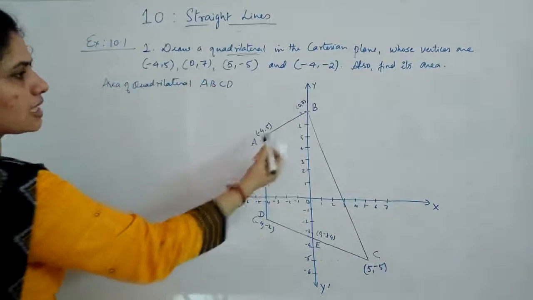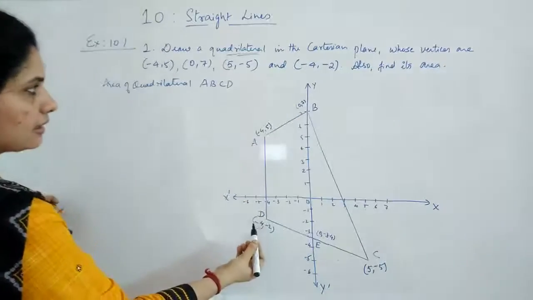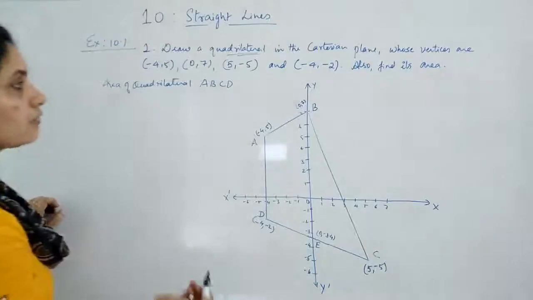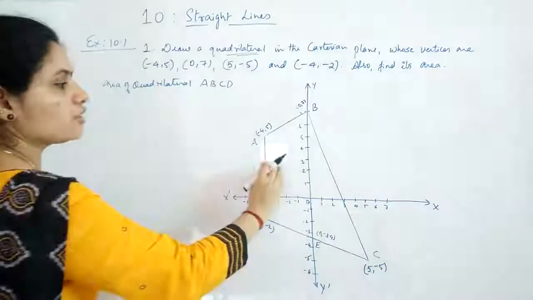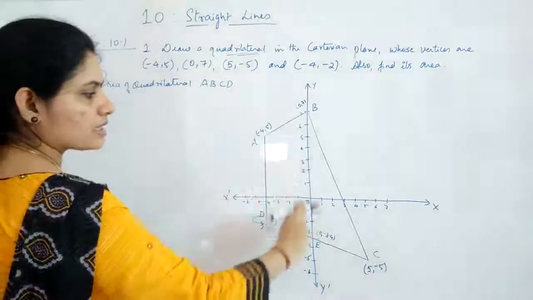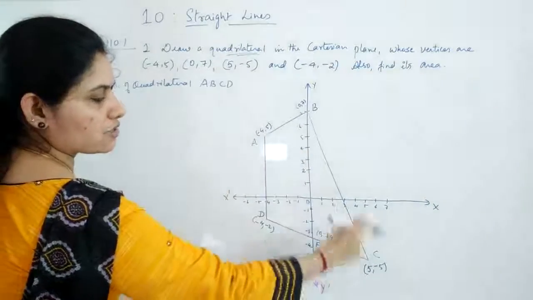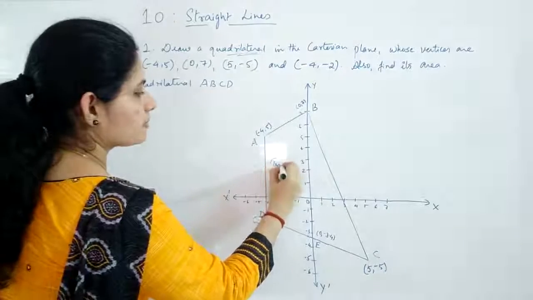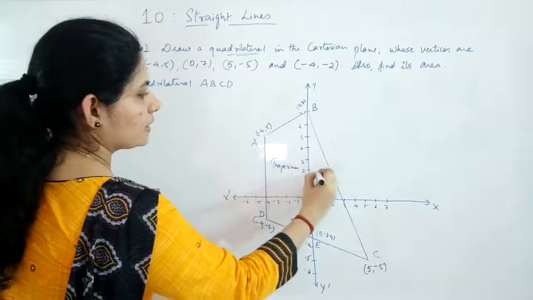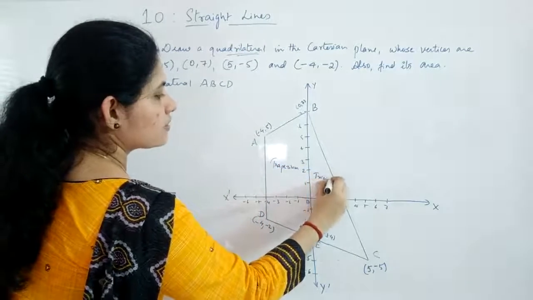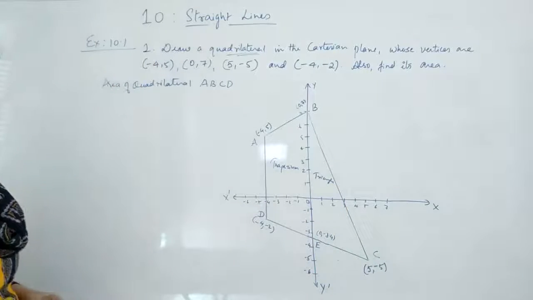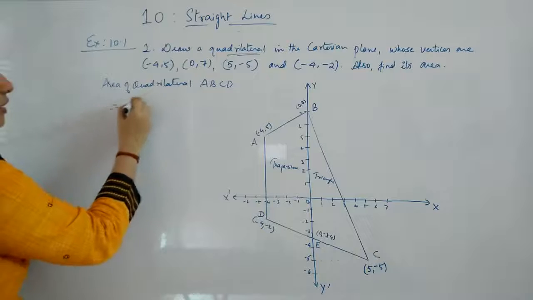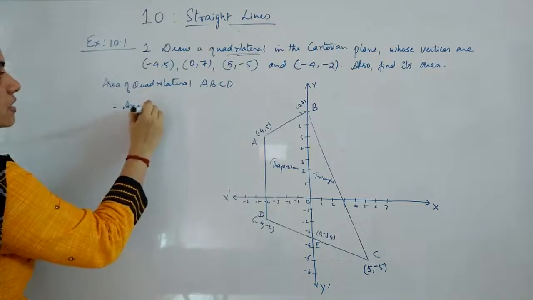ABCD. I have given the names ABCD, and this touching point on the axis I have taken as E. Why? Because I am just breaking this quadrilateral into two parts. One, you can see a trapezium, and the other one a triangle. Along this axis you can see this is a trapezium and this is a triangle. So I am just taking the area of both and then adding them in order to get the area of the quadrilateral.